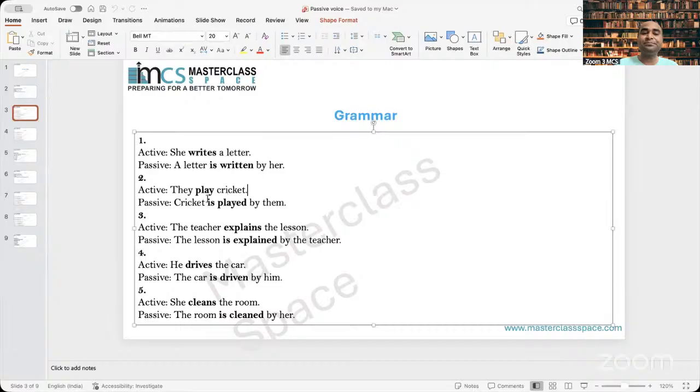Now the second is, they play cricket. What is the word? Cricket. Cricket is what? Just after play. So cricket will be placed first. So cricket is one, therefore cricket is. And play, past participle verb, played.